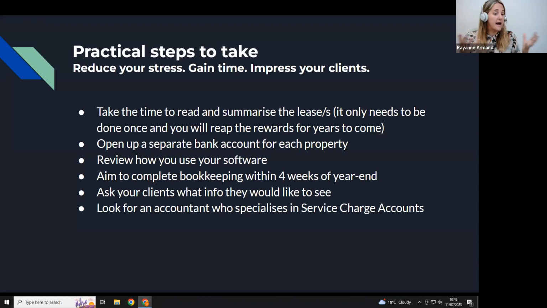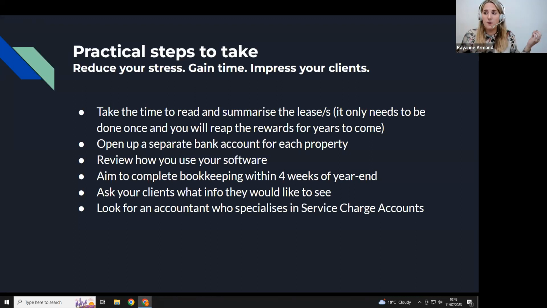So try to make it a standard internal process that you get everything wrapped up, ready for the service charge accounts to be prepared within the first month after the financial period ends. Then the fifth point is actually just ask your clients, ask at the AGMs, ask them what they would like to see when you present the service charge accounts.